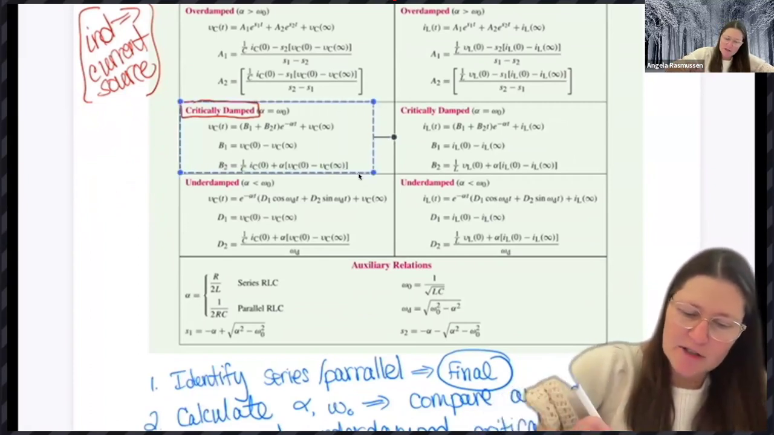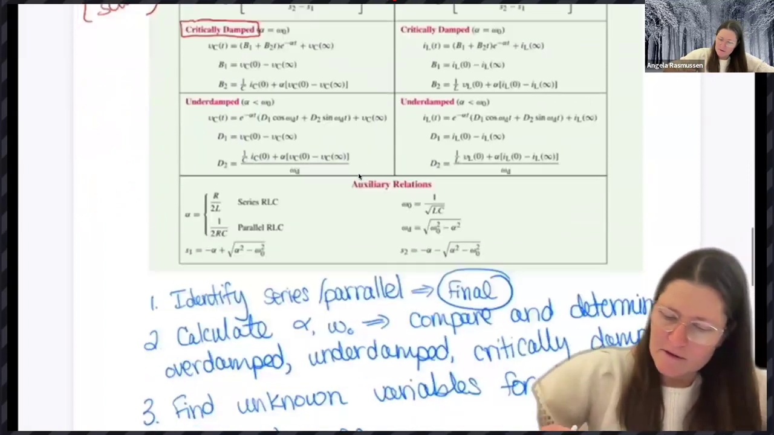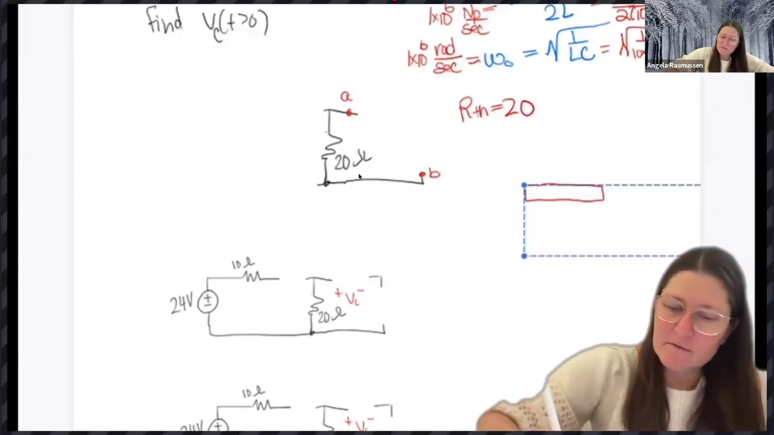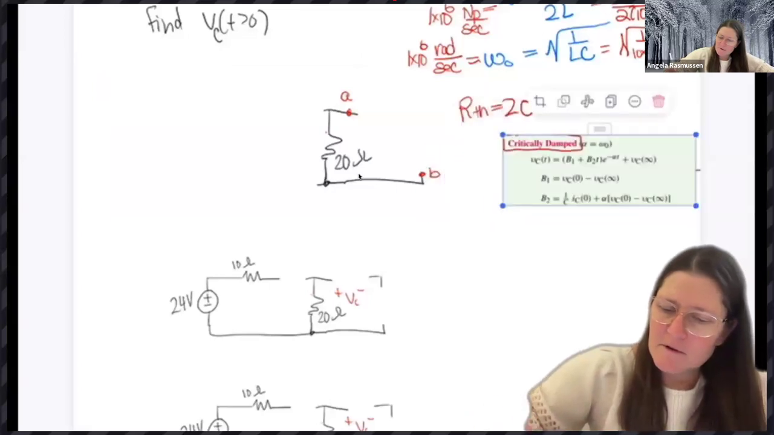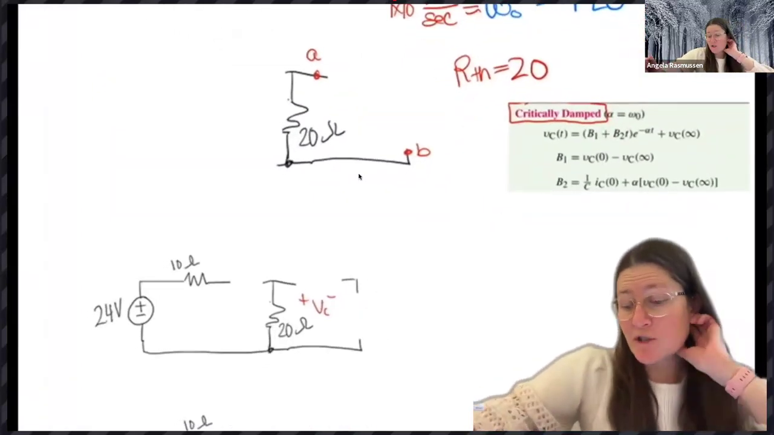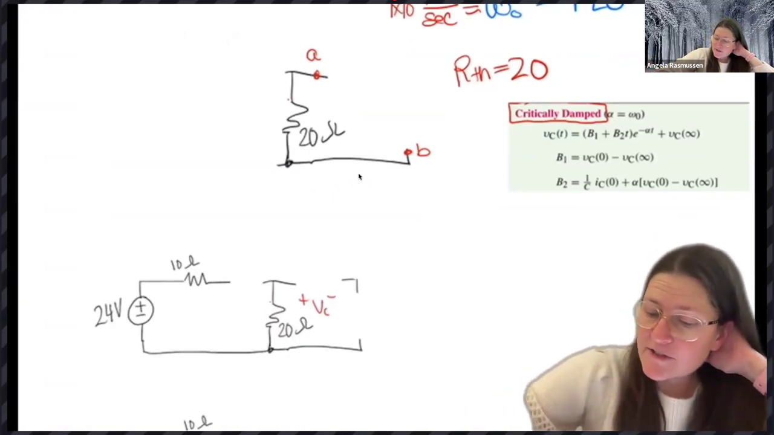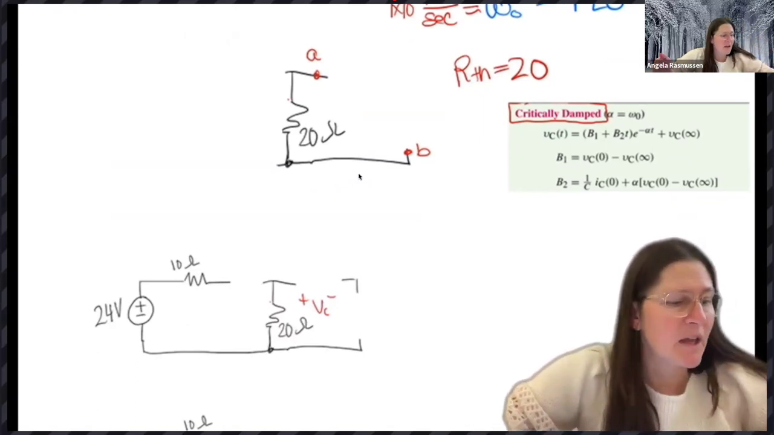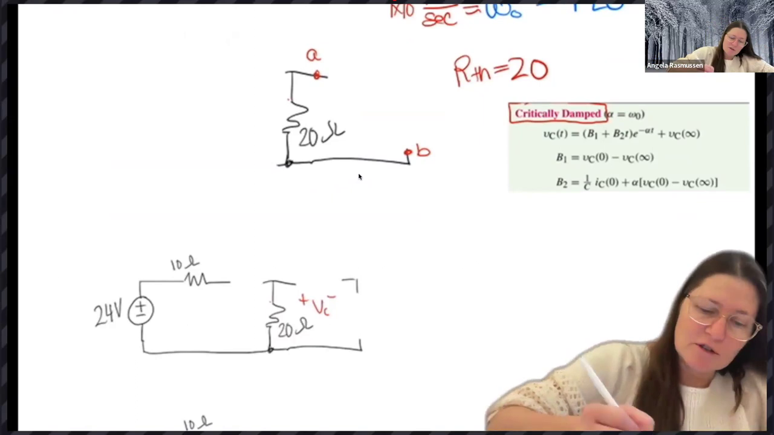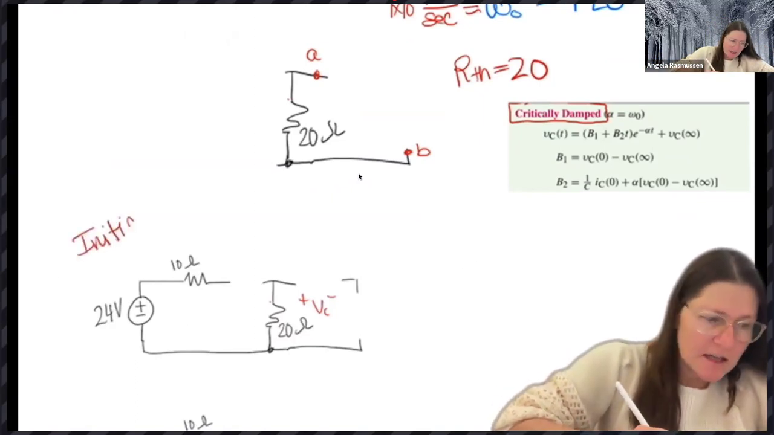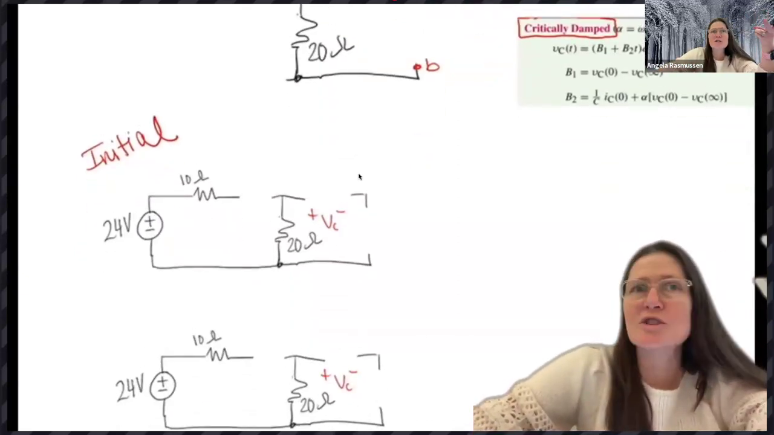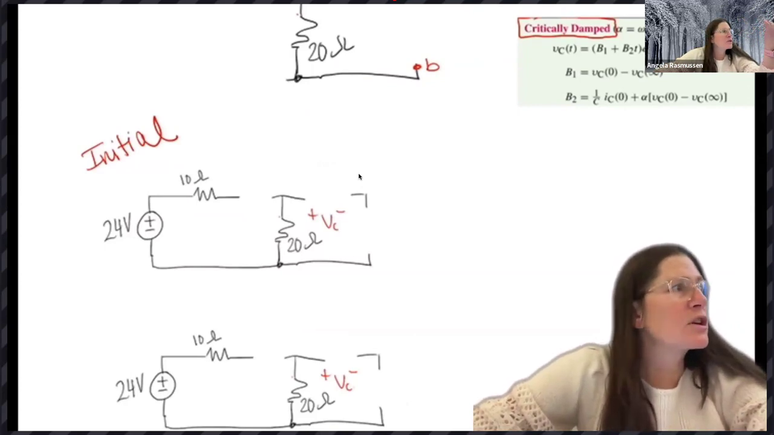So we're going to use this set of equations. And now we need to find B1, B2, alpha we know, VC0, VC infinity, and then IC of 0. Those are the variables in here that we need to find. So we do an initial drawing, and in the initial, we're going to redraw just like we did before, leaving out the three elements: the switch, the inductor, and the capacitor.